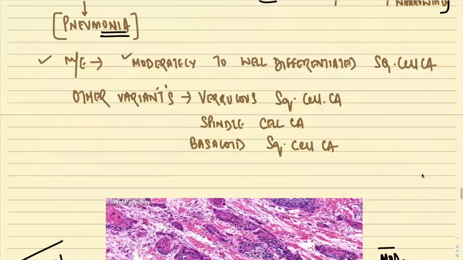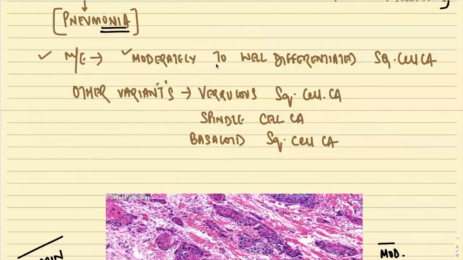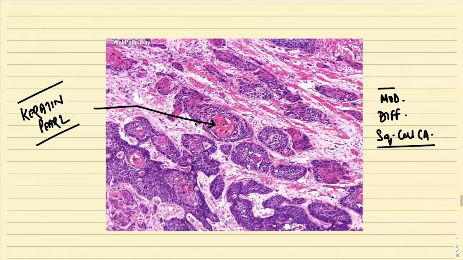Microscopically, the squamous cell carcinoma is basically presenting as a moderate to well-differentiated squamous cell carcinoma. Other variants of squamous cell carcinoma might also appear, like the verrucous variety, spindle cell carcinoma, and basaloid variety of squamous cell carcinoma. These are other variants which might also be seen. But very importantly, we are calling it a squamous cell carcinoma.